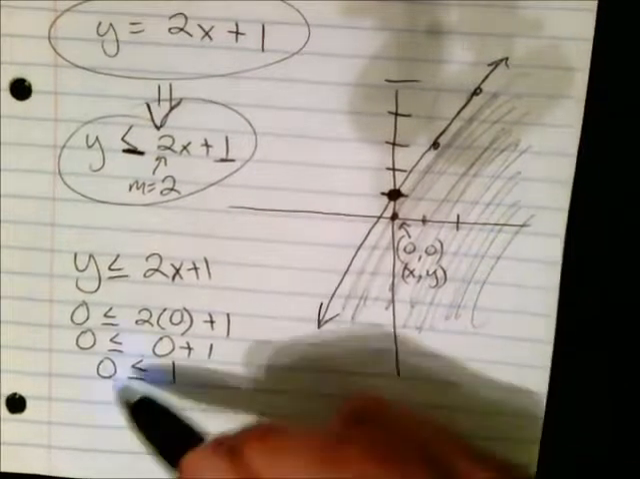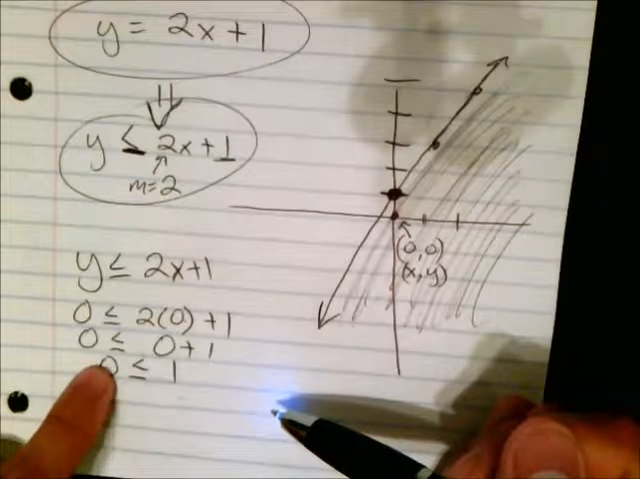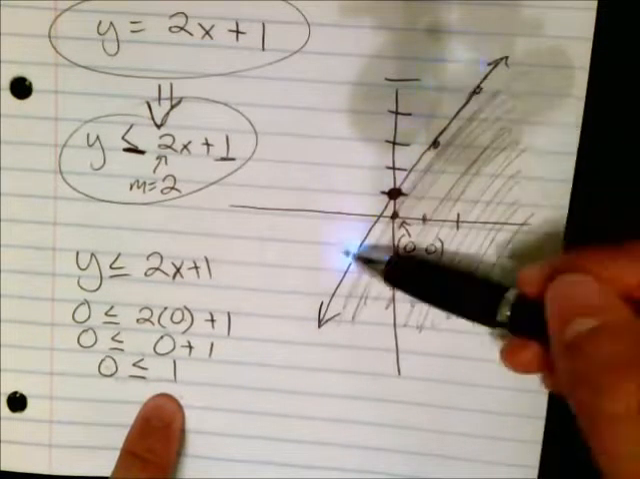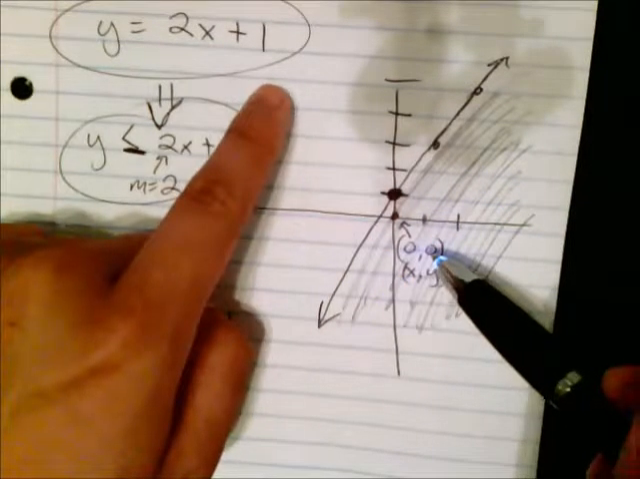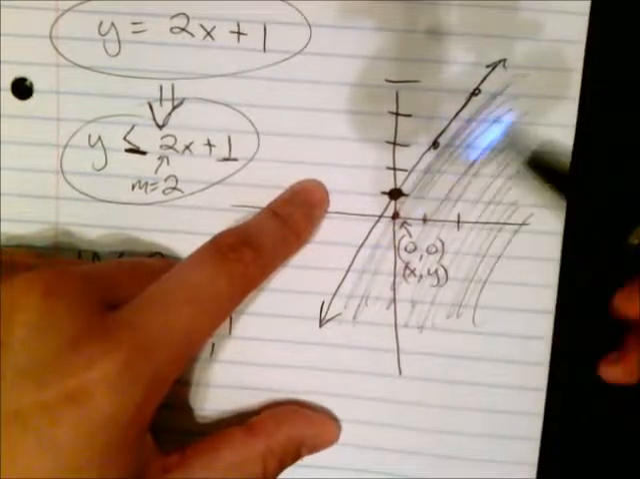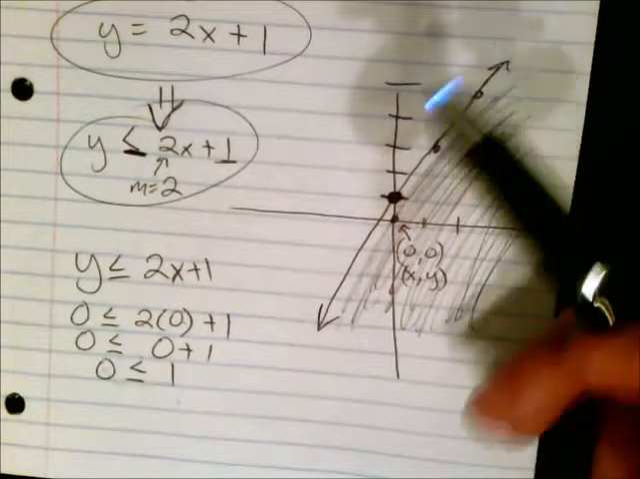If it proved false, like if this was 10 is less than or equal to 1, obviously 10 is not less than 1, so you'd have to shade the opposite side. You're pretty much just testing a point to figure out what side is true, and you shade the true side. So this is the true side. All right, that is graphing inequalities. That is really all it is.